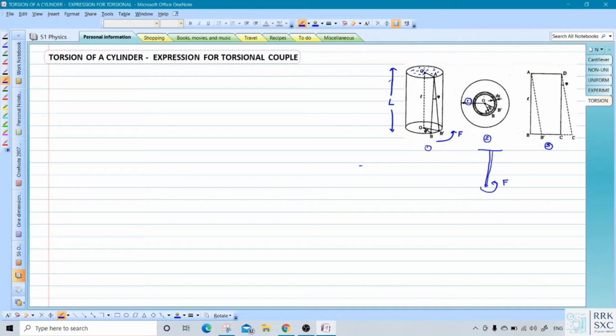So this restoring couple will be acting in a direction opposite to the twisting couple, and we know that when the rod is in equilibrium, the restoring couple and the twisting couple are equal to each other. Okay, or these two balance. When these two equal and opposite couples balance each other, we say the cylinder is in equilibrium. Okay, so now our duty is to derive an expression for this couple.